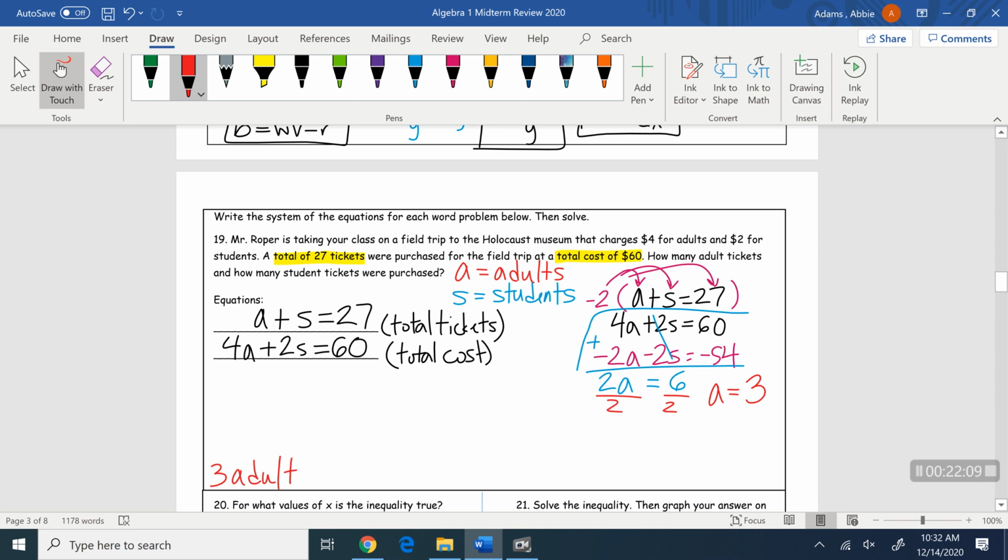Now we have to find the number of student tickets. So let's go ahead and substitute 3 into this first equation for our A to solve for S. So I'm going to say 3 plus S equals 27. Subtract 3 on both sides. So S is equal to 24. So therefore we have 3 adult tickets and 24 student tickets.